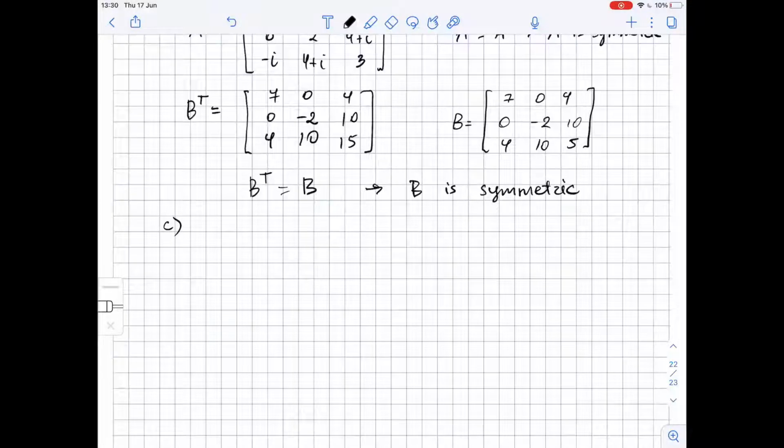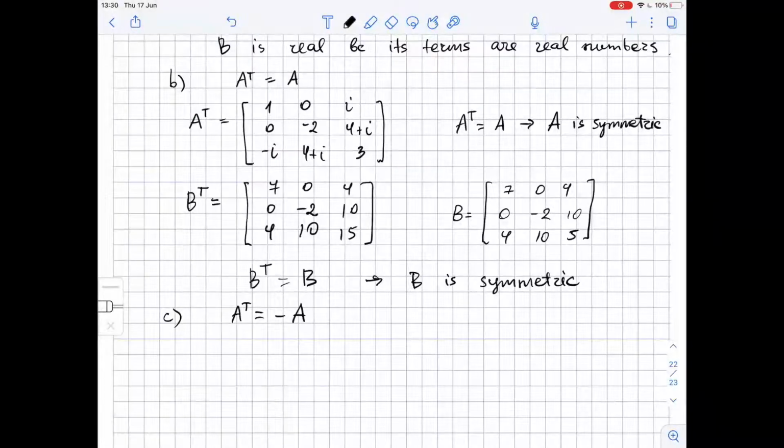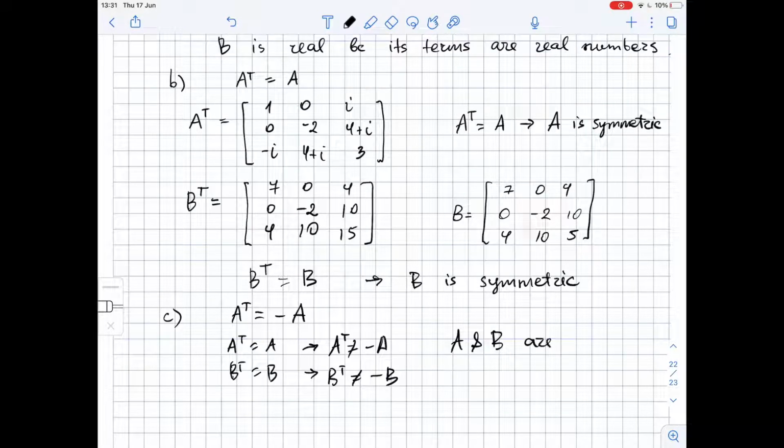Well, now, what does it mean to be a skew-symmetric matrix? A skew-symmetric matrix is a square matrix whose transpose is equal to the negative of the matrix. So basically, A transpose needs to be equal to negative A. So we understand that both of our matrices are not skew-symmetric because they are symmetric matrices. So we have A transpose equals A and B transpose equals B. So A transpose does not equal negative A and B transpose does not equal negative B. So A and B are not skew-symmetric.